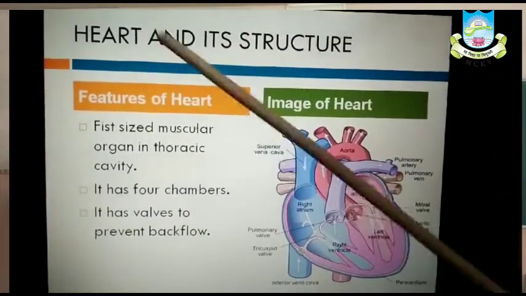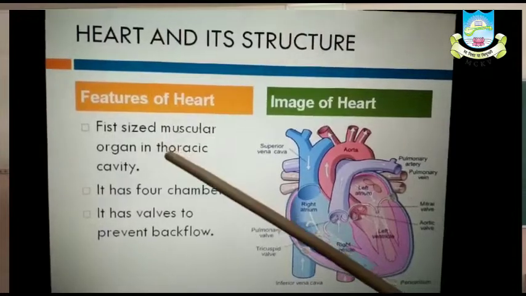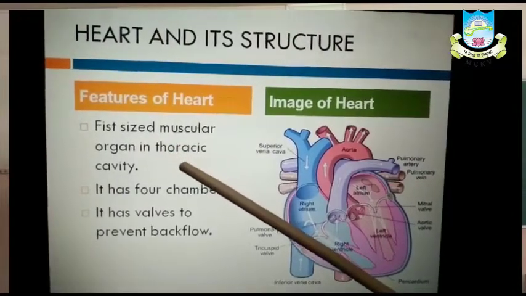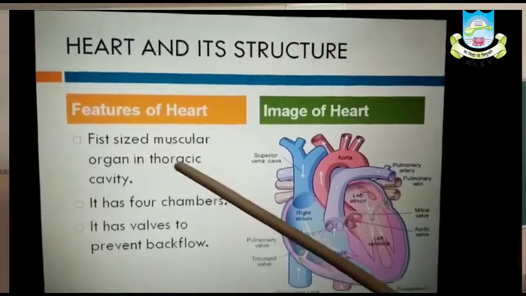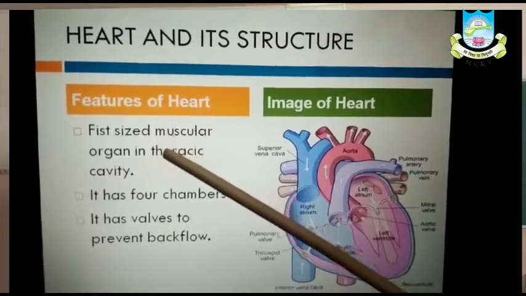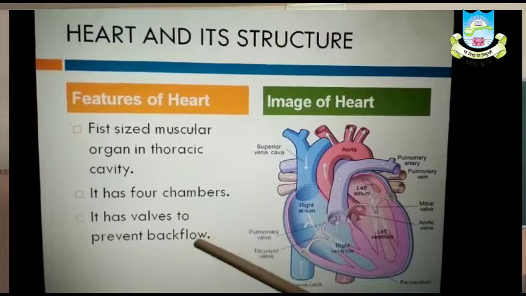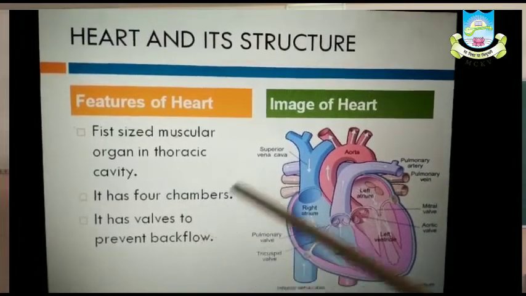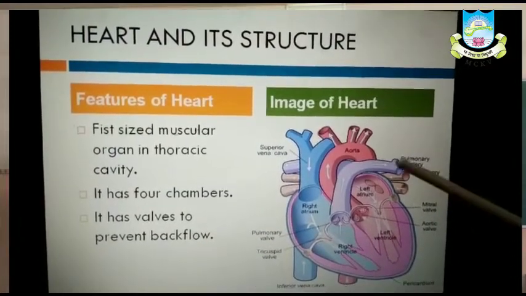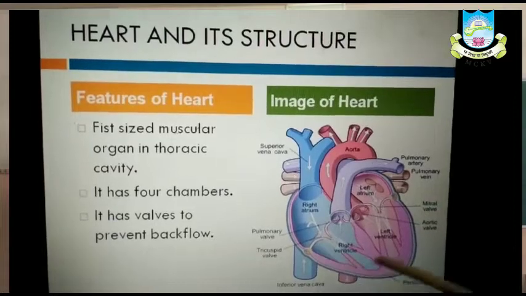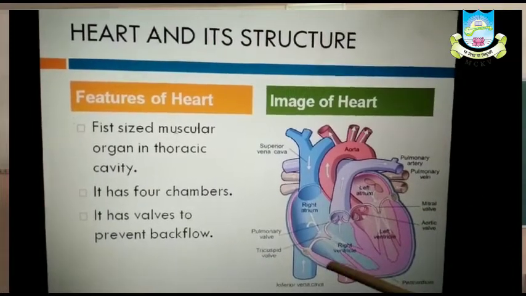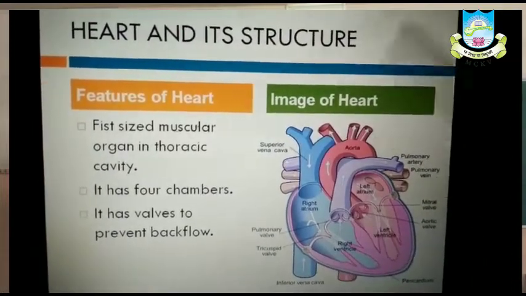Yes, heart and its structure. A fist-sized muscular organ in the thoracic cavity, means chest cavity, and we have just seen, it was just equivalent to the size of our fist. It has 4 chambers and it has valves to prevent backflow. Let us study this structure of heart in detail. It is more or less triangular in shape, surrounded by a double membrane. It has 2 membranes.